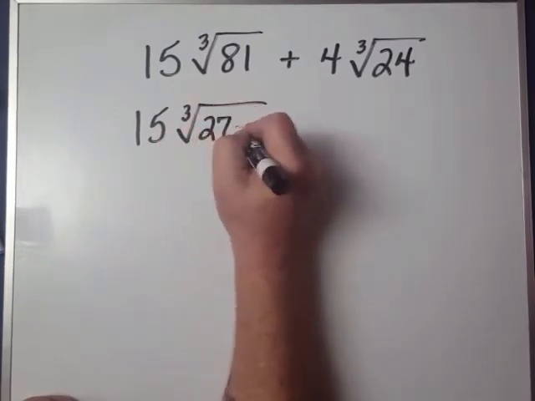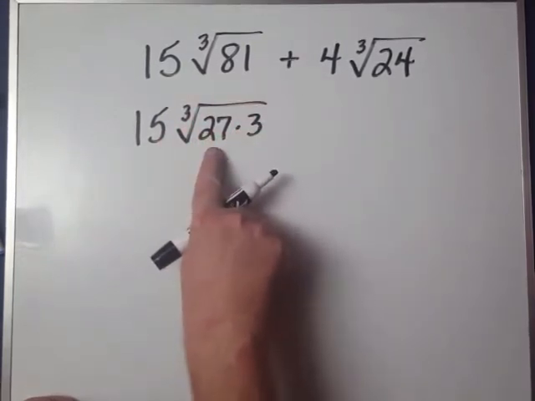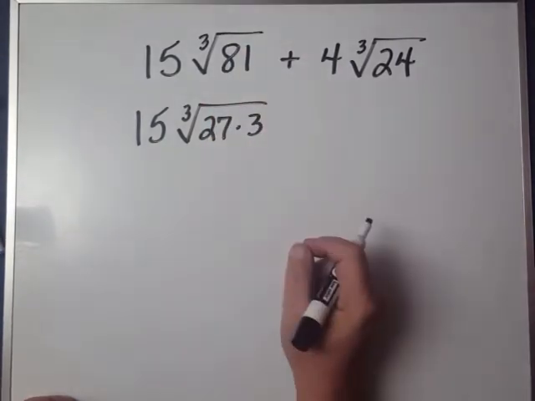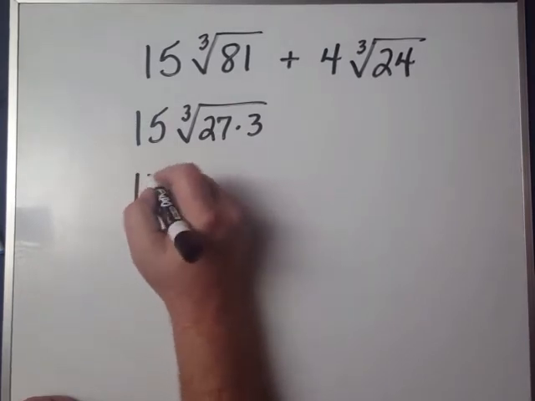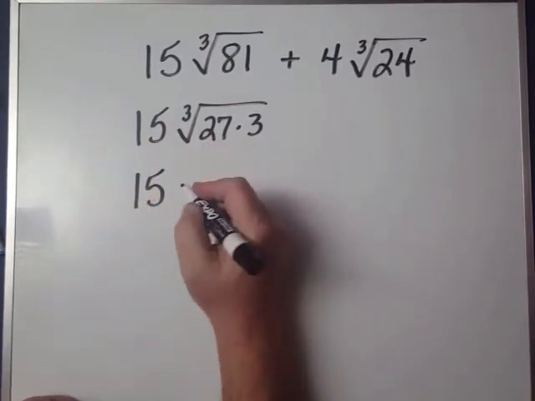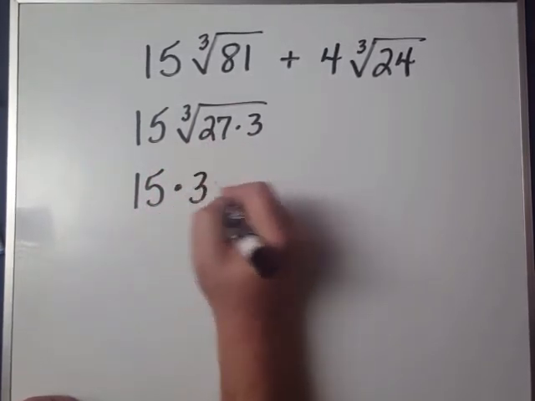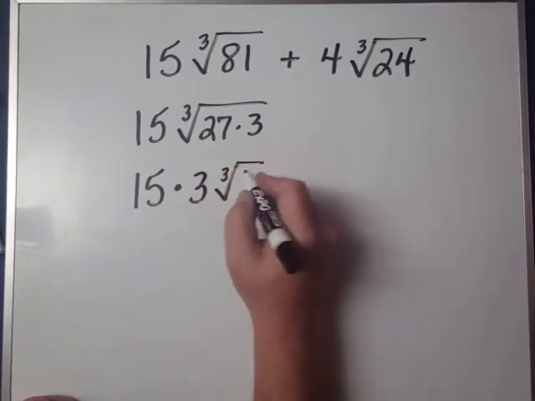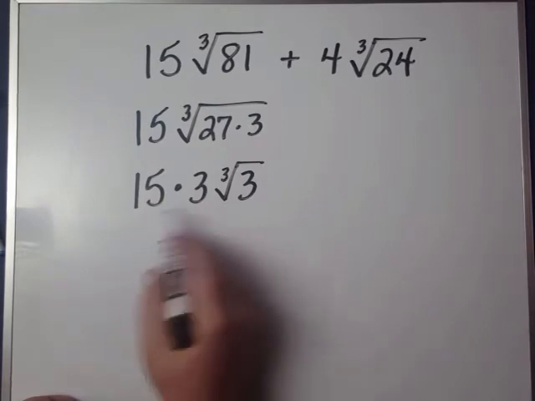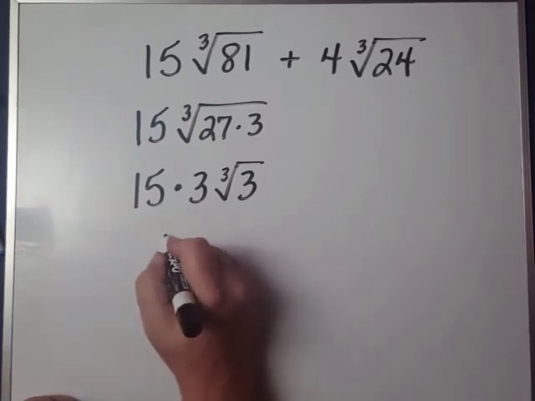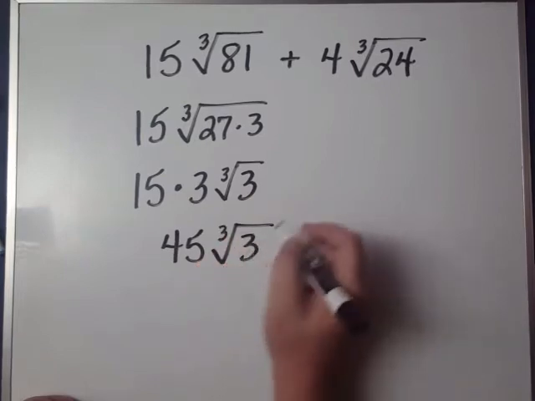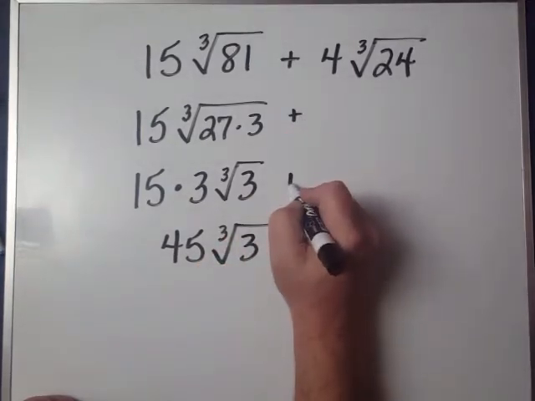81 is 27 times 3. That's 3 cubed times another 3. 3 to the 4th, that's 81, right? The cube root of 27 is 3, and this other 3 is stuck inside. We multiply to get 45 cube roots of 3 as we simplify that first term.